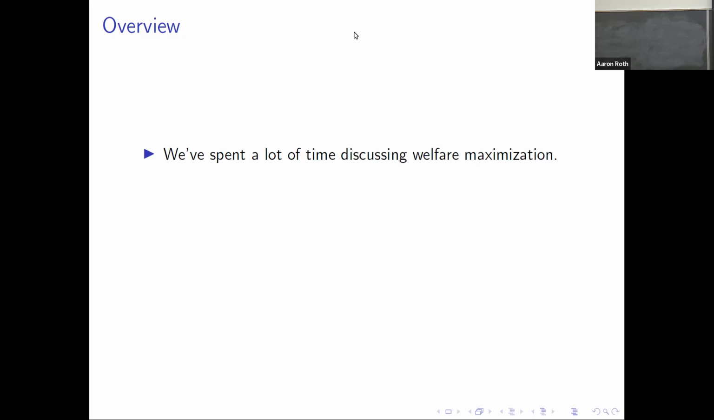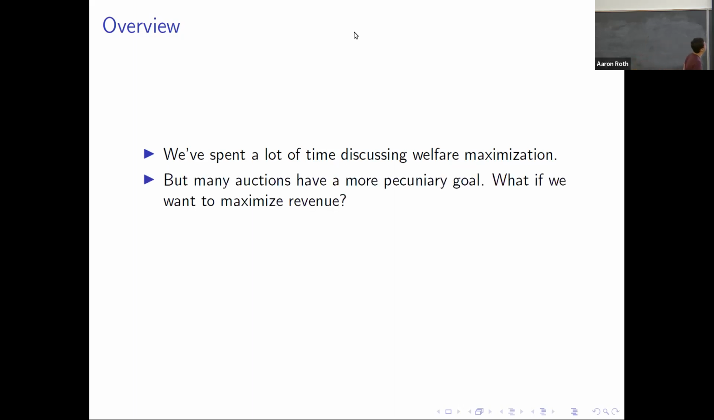Oftentimes when you run an auction, although it's fine if you happen to do something welfare maximizing, your most direct objective might be something more like revenue. You're selling stuff, so you'd like to make money. So I want to think in this lecture specifically about revenue. And even when you say that and start to think about it for a little bit, the question is, what does that mean? What does it mean to maximize revenue? What is the benchmark?